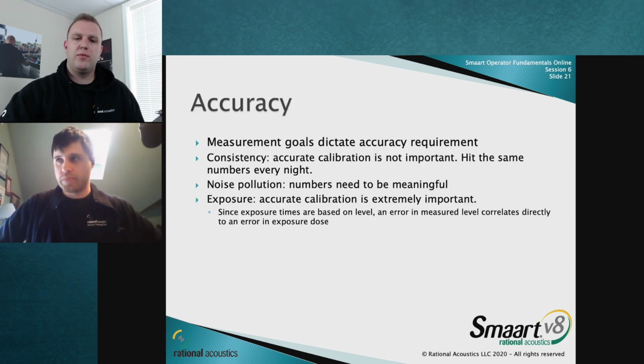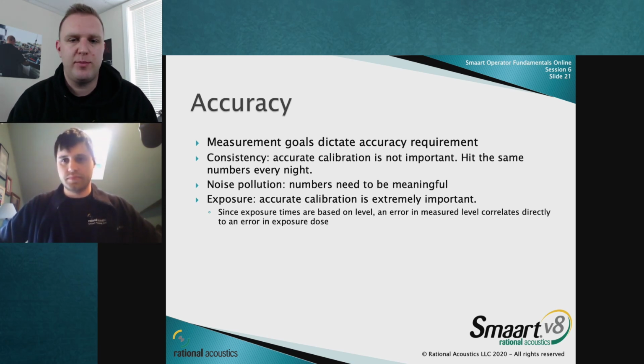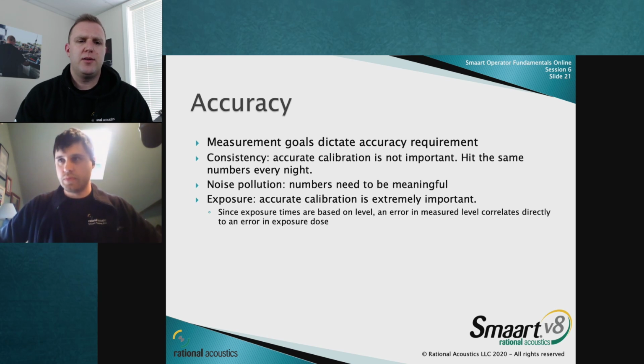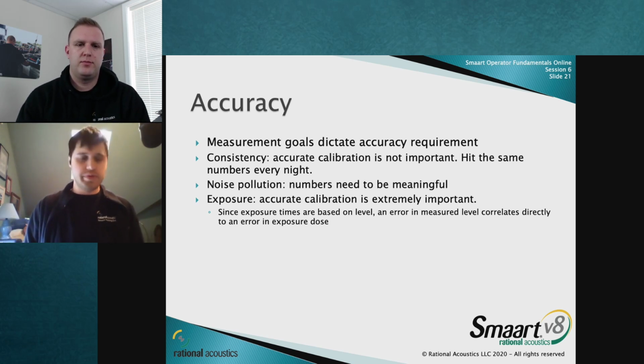Right. So let's see. How do we ensure accuracy with our measurements? Michael, can you expand on this, please? Yeah, absolutely. The measurement is only as good as the accuracy that we're using to measure it with. And the question people ask all the time is, isn't it okay to be within a couple dB? And the answer, like a lot of this stuff, is, well, it depends what you're trying to measure.